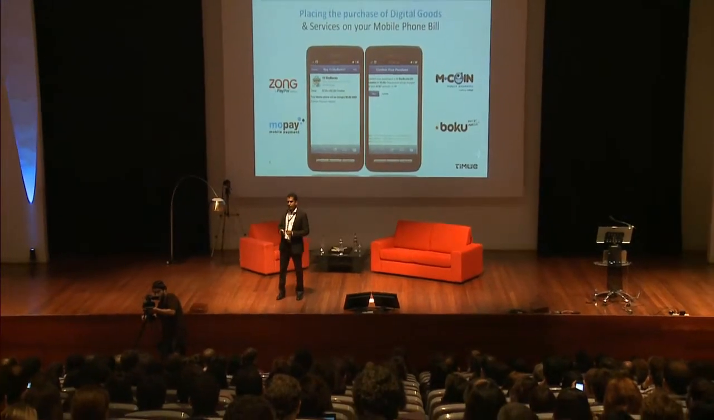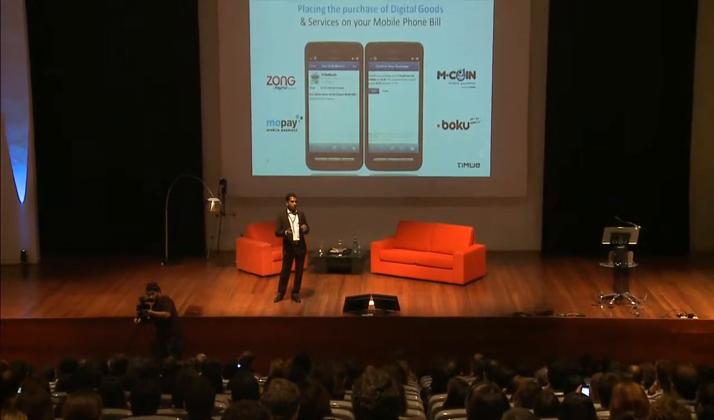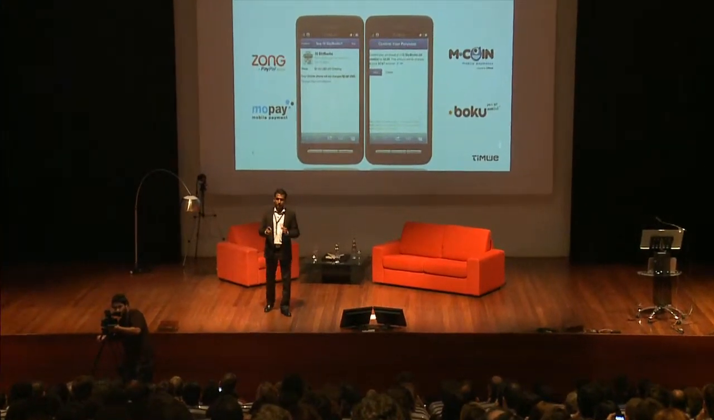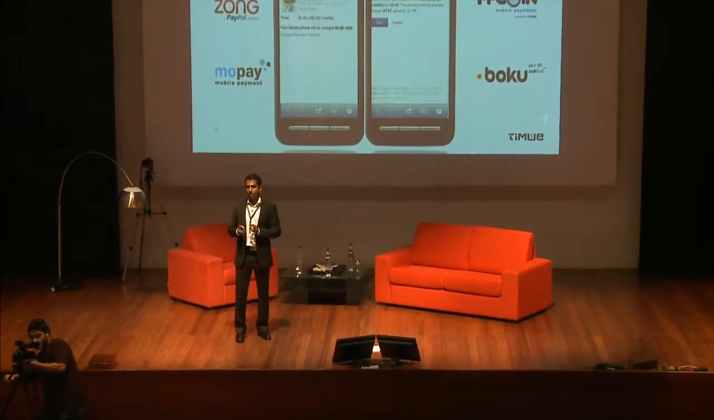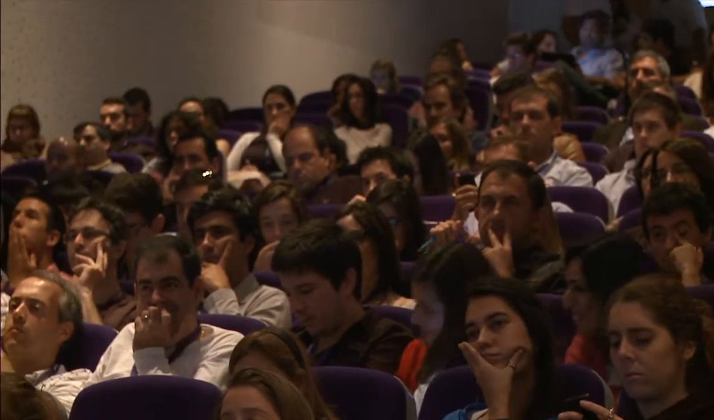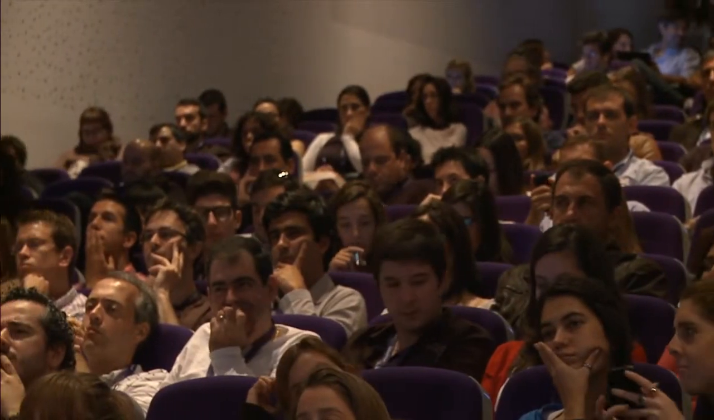Direct to bill is basically where the money is charged onto your airtime, which is basically, let's say you have a prepaid phone and we just take the money from your account. Traditionally, you've been using this to buy ringtones, wallpapers, and so on. Now, the trend is shifting towards buying digital goods and services.